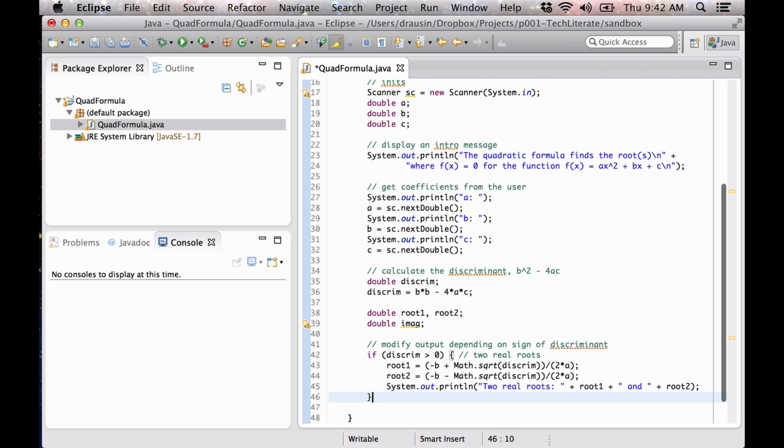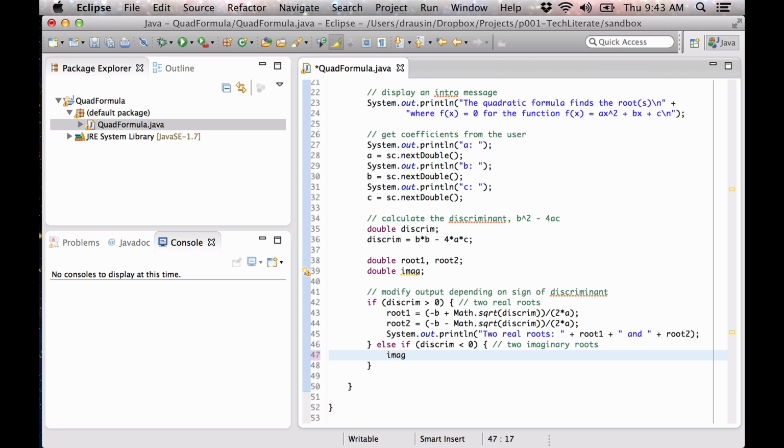Now, the other case is if our discriminant is less than 0. Notice I'm using strict inequalities here. So here we also have 2 roots, right? But we have 2 imaginary roots. And the imaginary component is exactly this.